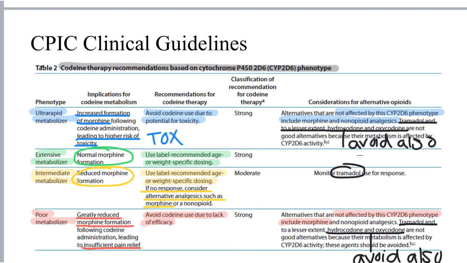To summarize, codeine and other codeine-derived prodrugs, including tramadol, hydrocodone, and oxycodone, can be used at label recommended age and weight specific dosing in extensive and intermediate metabolizers. However, they should be avoided in ultra rapid metabolizers due to the potential for toxicity, and they also should be avoided in poor metabolizers due to the potential for lack of efficacy. In cases where an alternate opioid is recommended, alternatives that are not affected by the CYP2D6 enzyme are preferred, and these include agents such as morphine as well as the non-opioid analgesics.